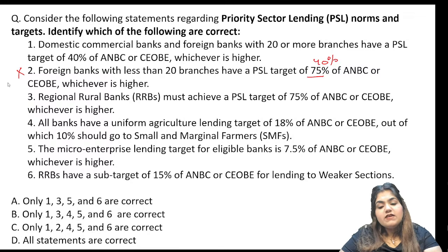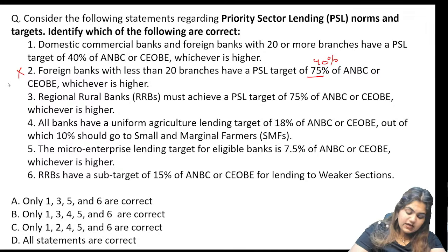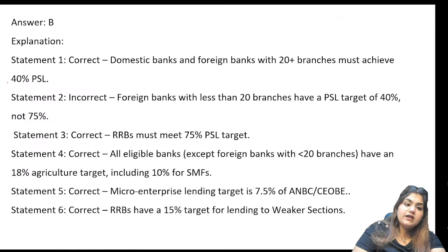Statement number 5 is correct. For MSME, the target is 7.5%, and RRBs with a sub-target of 15% is for weaker sections. Yes, it is. So statement number 2 is incorrect. Others are correct. That will give us B as the correct answer.